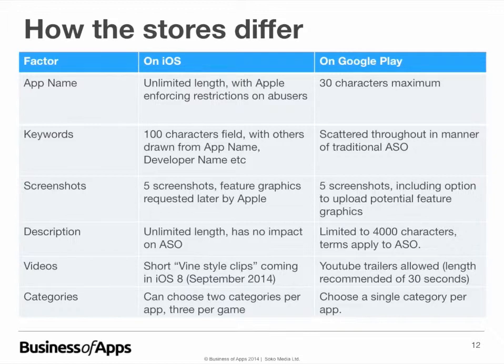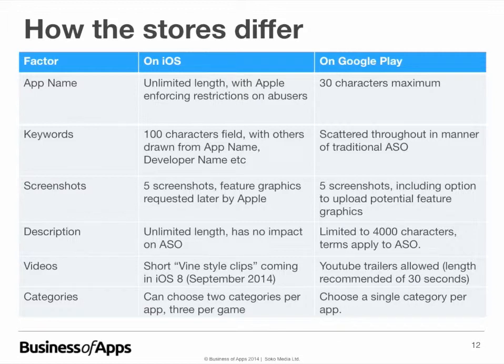Whereas in terms of the app description, when you think about iOS, there's unlimited length for the app description, but it has no impact on App Store optimization. So there's no point in doing a very long and extensive keyword-heavy description. You just need to describe your app in a clear way that helps explain what it's all about and make sure that people can find some information about you.